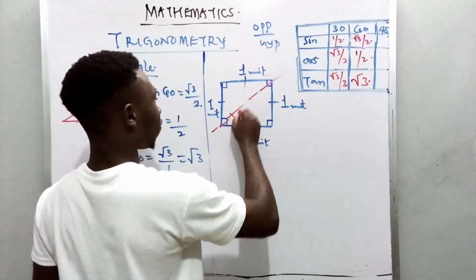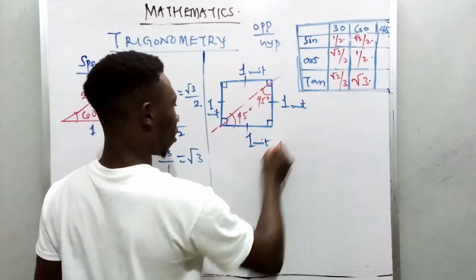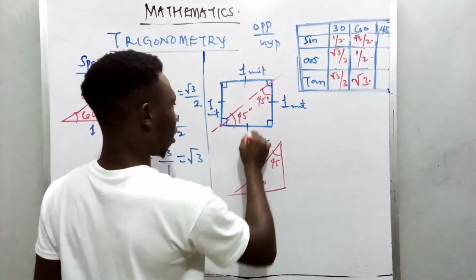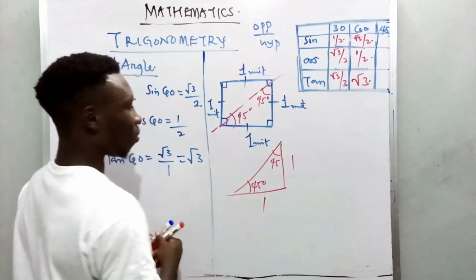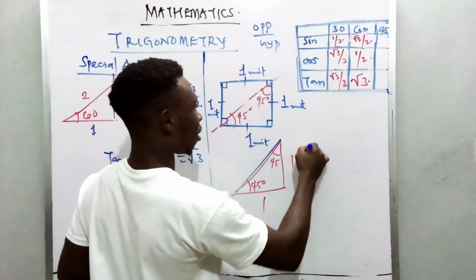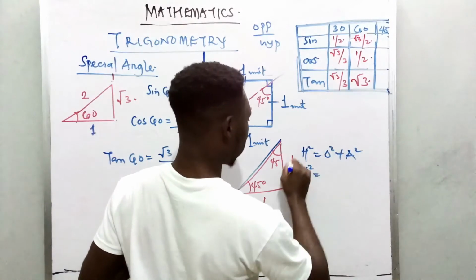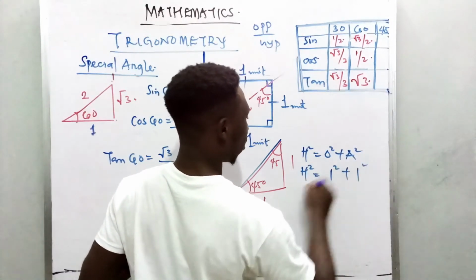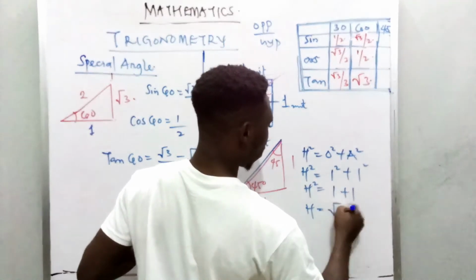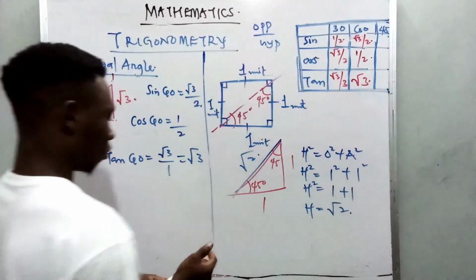Now here is now what? 45 what? Degrees. Here is now 45 degrees. So I can now bring out this diagram. This is what I'm going to have. I have here as 45 degrees. I also have here as 45 degrees. I have here as 1. I also have here as 1. So using Pythagoras to find what? The hypotenuse, it becomes what? H square is equal to O square plus A square. So my H square is now equal to 1 square plus 1 square. That's my H square is equal to what? 1 plus 1. So H is equal to what? Square root of 2. So this is square root of 2.